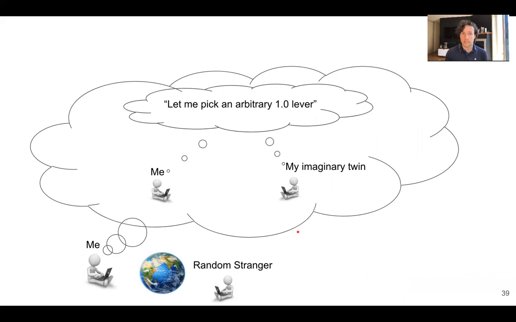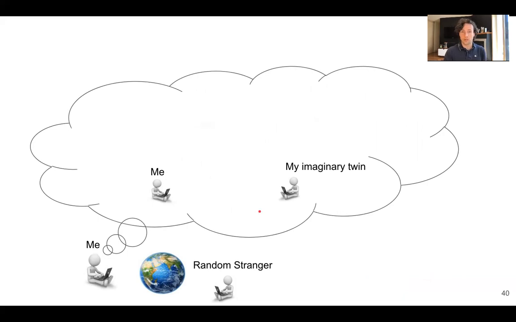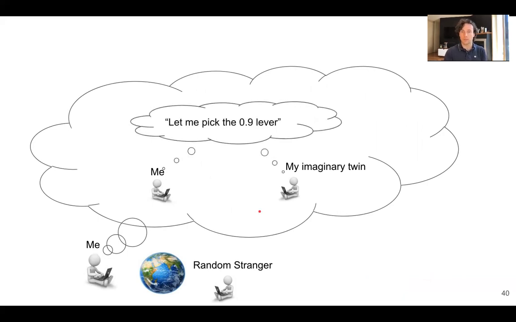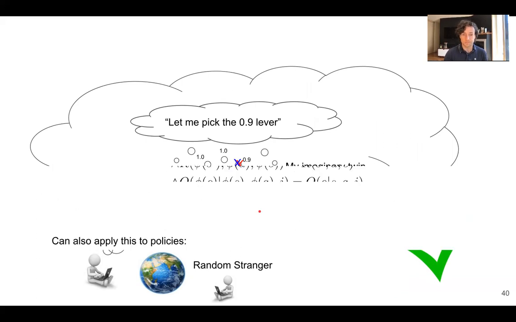First, obvious idea is, let me pick an arbitrary 1.0 lever. So let me play this through in my head with my imaginary twin. I really like that lever, but my imaginary twin, by the same reasoning process, picks a different arbitrary 1.0 lever. So clearly this is a coordination failure. Well, since all the 1.0 levers are ruled out, we could now try and pick the 0.9 lever. And again, my imaginary twin has gone through exactly the same reasoning process, so it's also arrived at that conclusion. And suddenly we get coordination success. This is an extremely simple game, and yet our machine learning algorithms simply can't solve this.